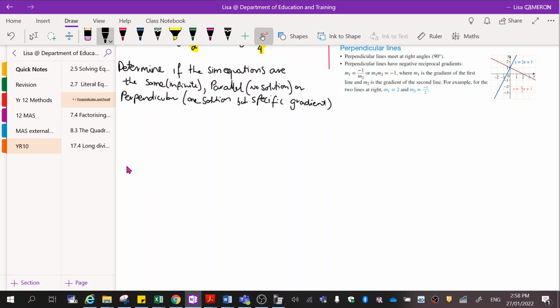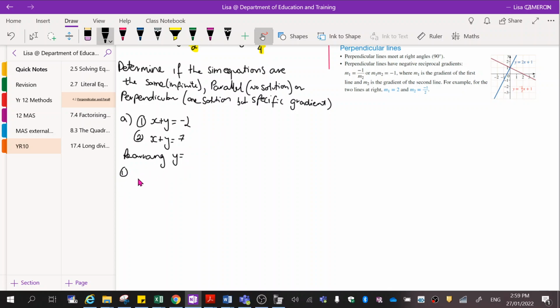Okay, we'll call this example A. This is my first equation that we're given: x plus y is equal to negative 2. This is the second equation that I'm given: x plus y is equal to 7. We're going to rearrange into the form of y equals for both equations.